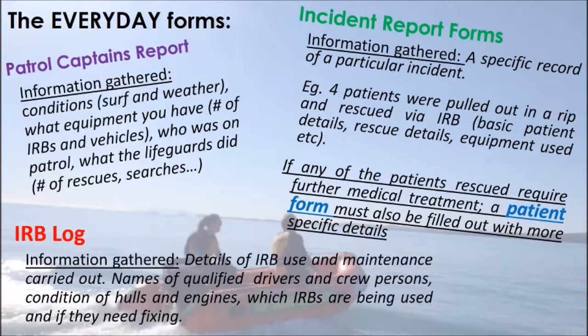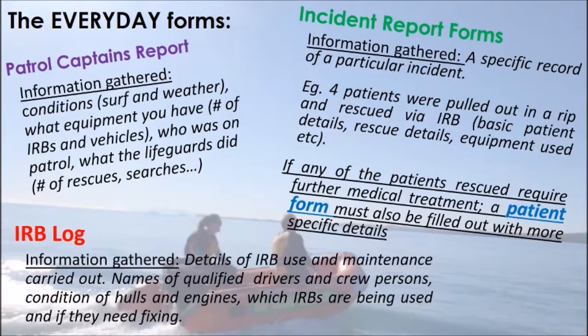Now let's take the example of 4 patients were pulled from a rip and rescued via IRB, but let's say now that 2 of them required CPR. I mean, we've got an ambulance on the way, so most definitely we need to fill out a patient report form for those ones that have required CPR. On our patrol captain's report form, it'll say that we've done 2 major first aids as well. That's the CPRs. But those other 2 patients, if they're fine and don't need any extra help, we haven't referred them on anywhere, then they can just be on the incident report form and don't need to have a patient report form filled out.